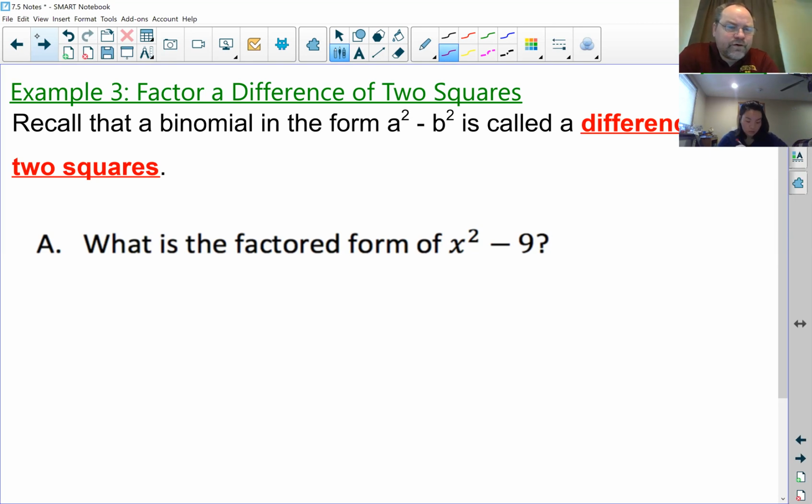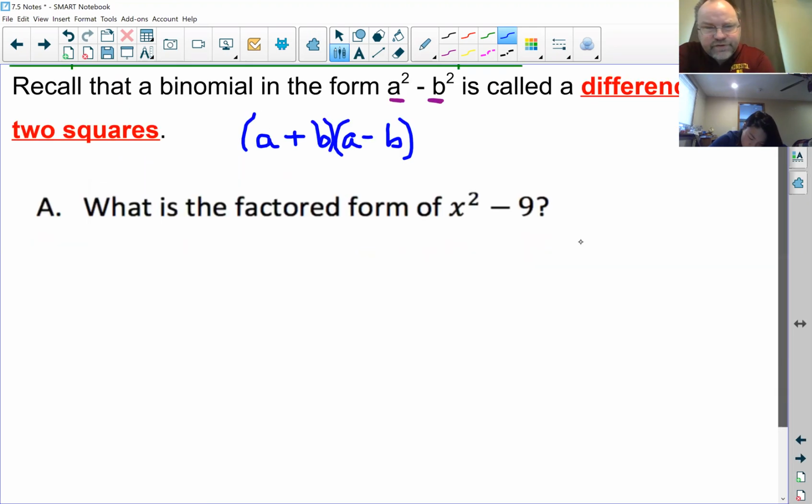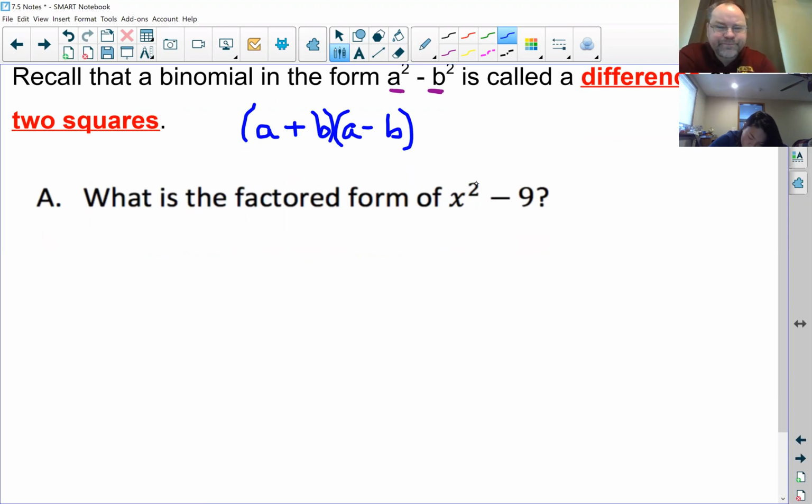If you remember from multiplying binomials, we had a case where if we multiplied two things, we got the first thing squared minus the second thing squared. The way that happened was when we had a plus b and a minus b. So here, with factoring, if you notice that you only have two terms and you're subtracting in between, this is a special case.